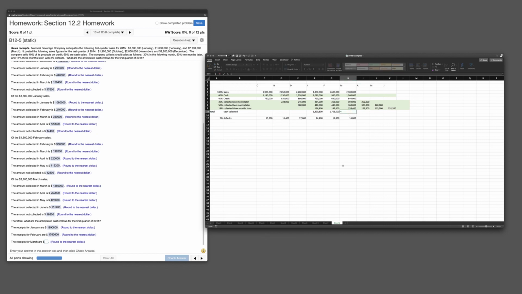Okay, so again, finally, in March, what is our actual cash inflow? Well, basically, the actual cash from the month March sales plus the previous credit cash that's been collected, or the cash that's been collected from the previous credit.